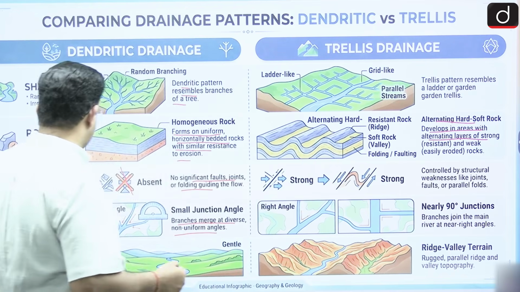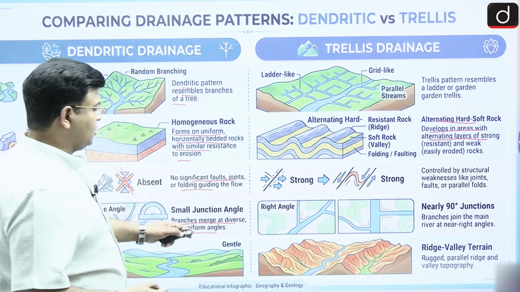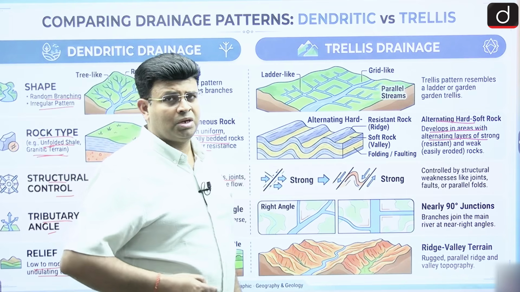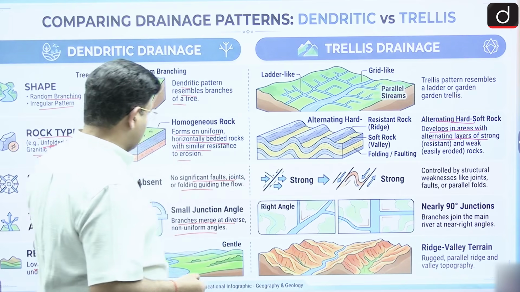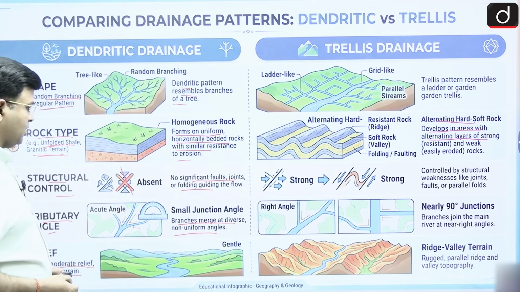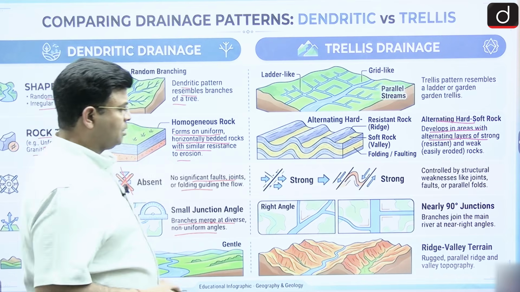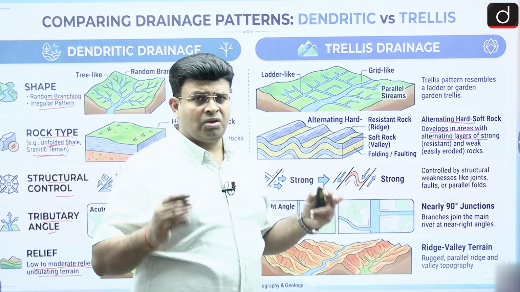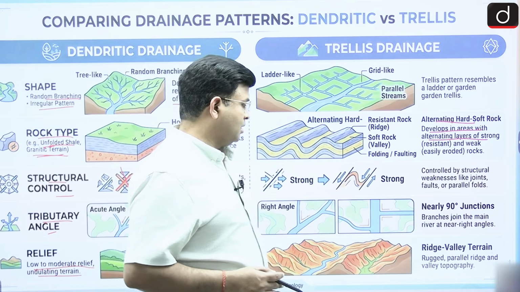Here the rivers meet at an acute angle in the dendritic pattern, and in the trellis pattern they meet at nearly 90 degrees. Dendritic patterns are found in moderate relief, and trellis patterns are found in rugged, parallel ridges and rifts.